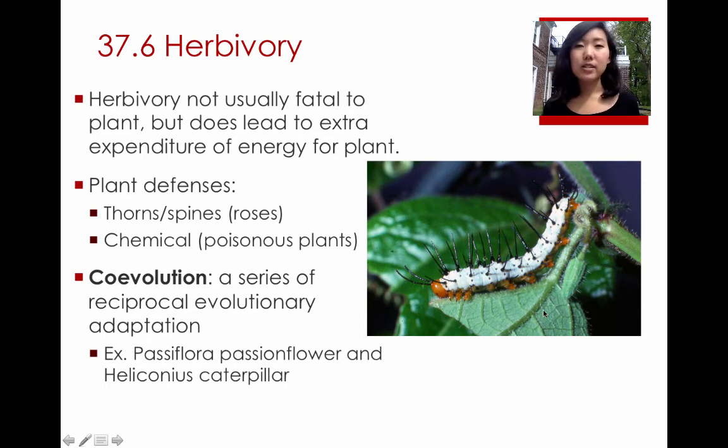has developed a lot of poisons, and so only this specific caterpillar, called the Heliconius, can really eat it, because it's developed special enzymes that can digest this plant's poisons. There are also other examples given in the textbook of ways that things coevolve, and you could probably think of some yourself.